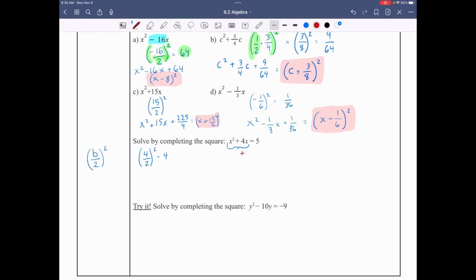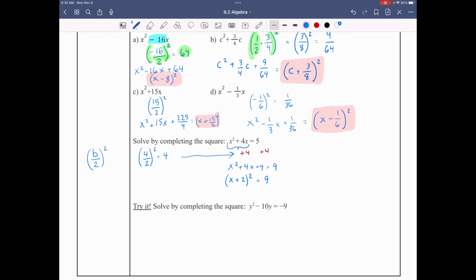We're going to add 4. So that is going to be x squared plus 4x plus 4 is equal to 5 plus 4, which is just 9. All right, so that's how we complete the square. We just add that to both sides. Now we are going to factor it because it's a perfect square trinomial. So we're going to have x plus 2 squared is equal to 9.